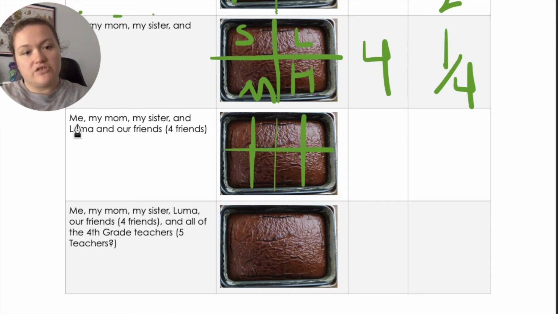Now we could have just counted the people. 1, 2, 3, 4, and then we have 4 more, which is 8. So let's see if we have 8. 1, 2, 3, 4, 5, 6, 7, 8. We have 8 pieces, 8 people. Looks good to me.